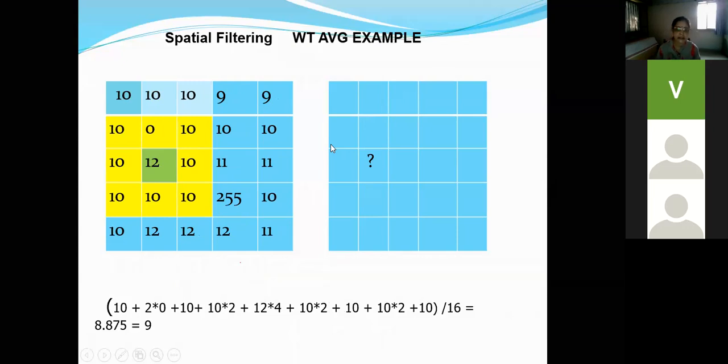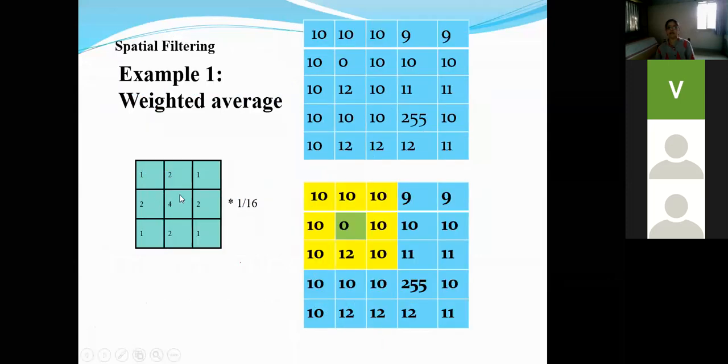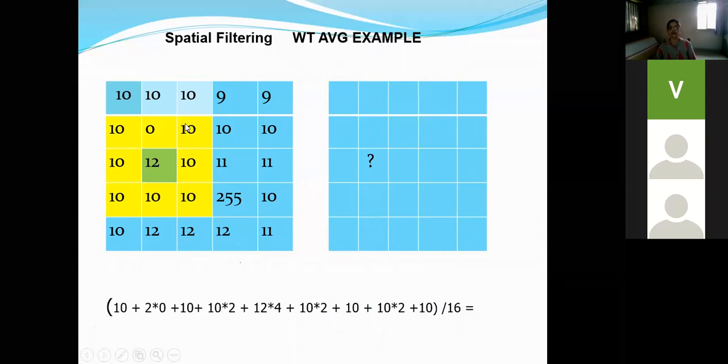Sorry, there is some mistake in the next slide. Just do it for this particular position. Determine the new value for this pixel. Multiply each pixel with its respective weight. For the central coefficient, the weight is 4. For the horizontal and vertical neighbors, it is 2. And for the diagonal neighbors, it is 1. Whatever is written here is for this particular pixel position.